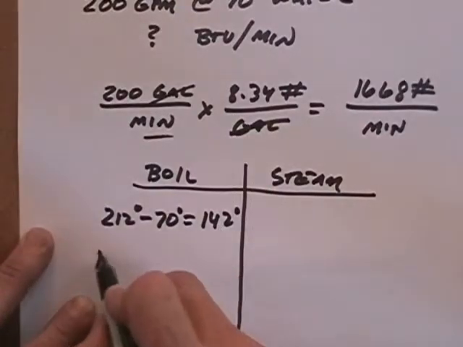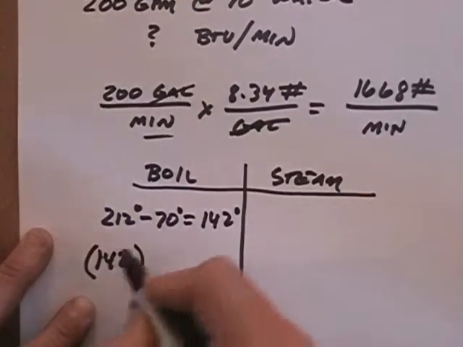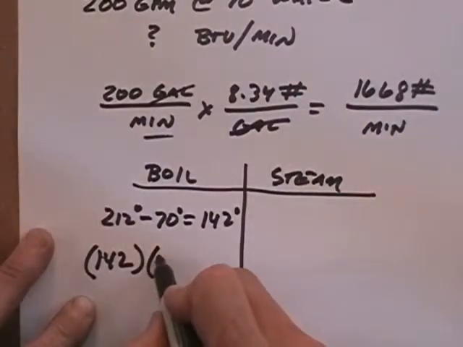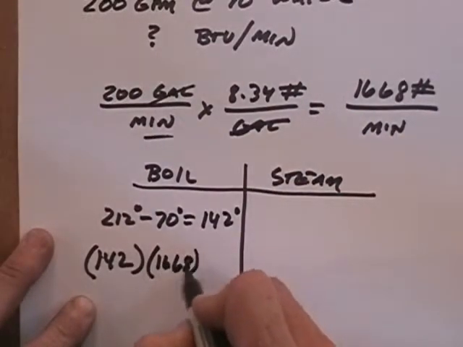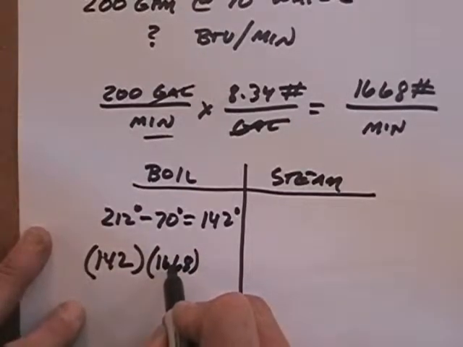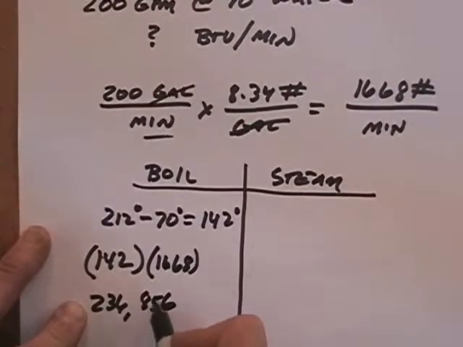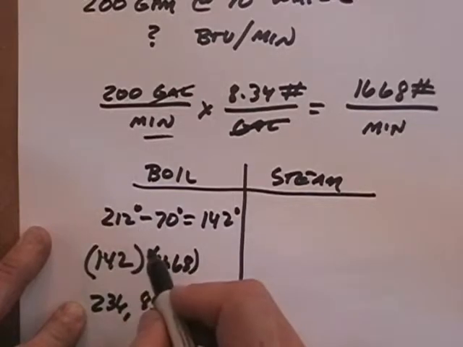If we take 142 times how many pounds per minute we're absorbing, we have 1,668. Multiply those two together, and that'll give us a total of 236,856 BTUs that we can absorb every minute just bringing the water to a boiling point.